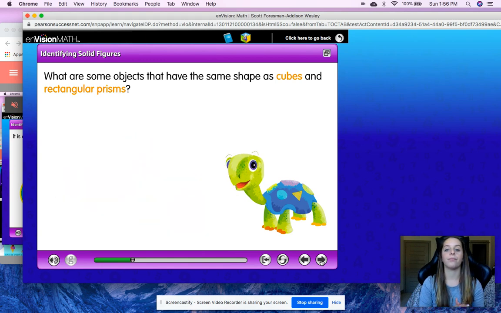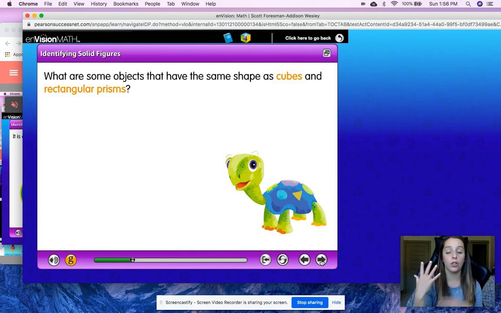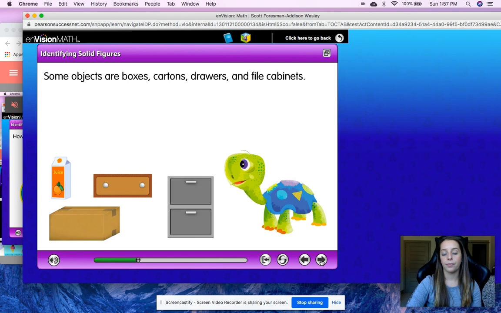What are some objects that have the same shape as cubes and rectangular prisms? So I hope at home you are trying to come up with your own examples. Pause the video if you need a minute to think, but let's jump into the examples they give. Some objects are boxes, cartons, drawers, and file cabinets. So all of our 3D shapes are shapes that you see in your everyday life. So I want you to think about the objects that you have at home that are like these 3D shapes.